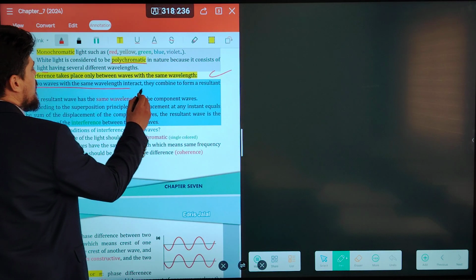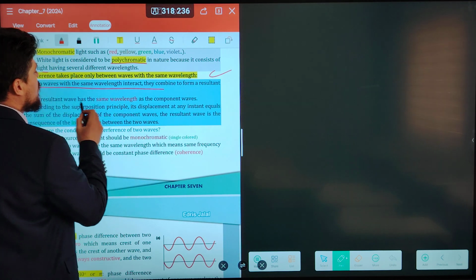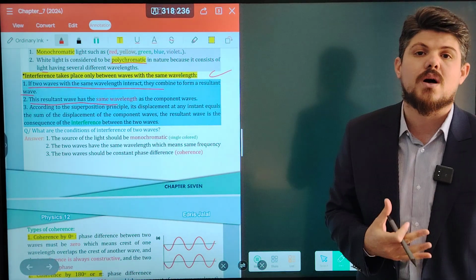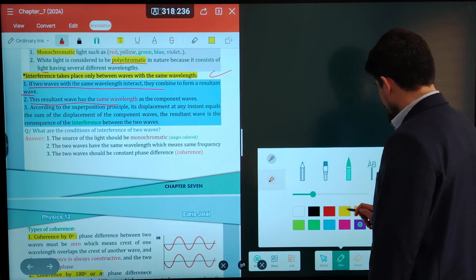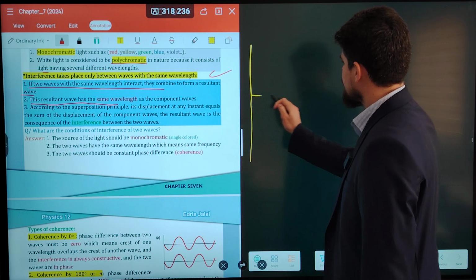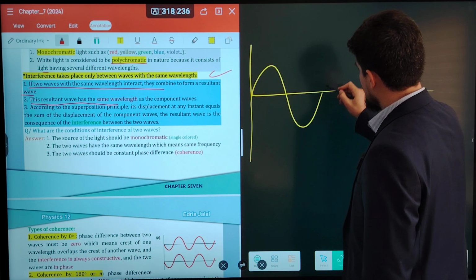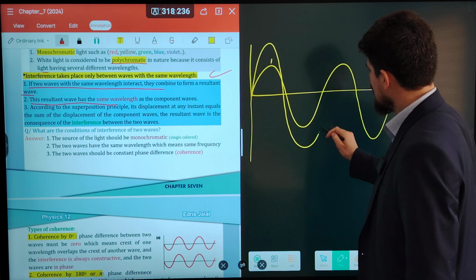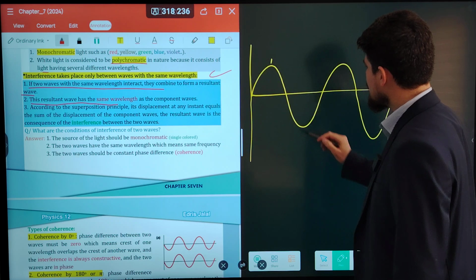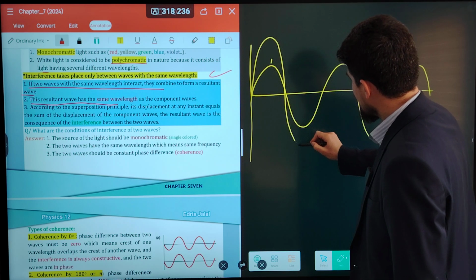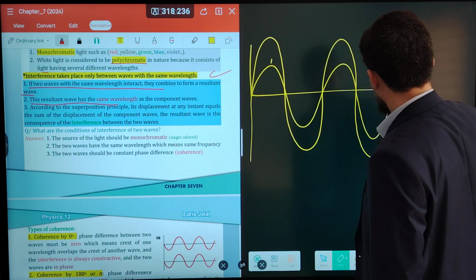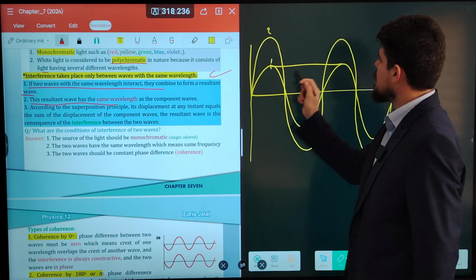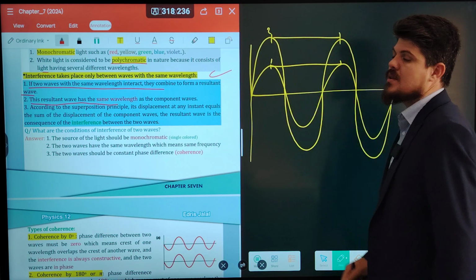If two waves with the same wavelength interact, they combine to form a resultant wave. This resultant wave also has the same wavelength. For example, if we have two yellow sources, this is source number 1 and this is source number 2. They must have the same wavelength. Which one has more wavelength, number 1 or number 2? Both have the same wavelength.